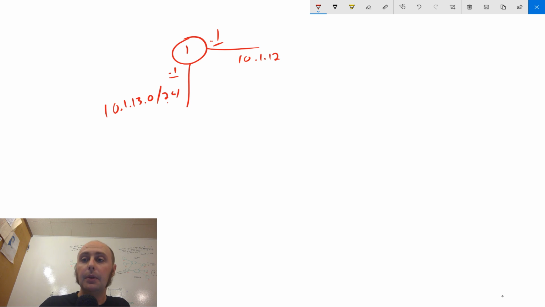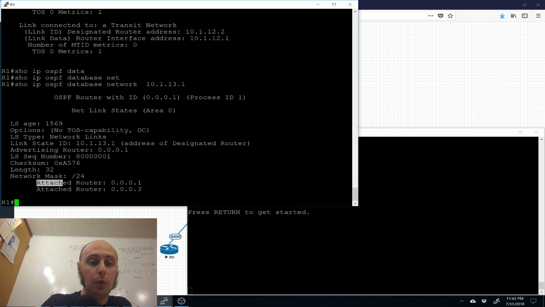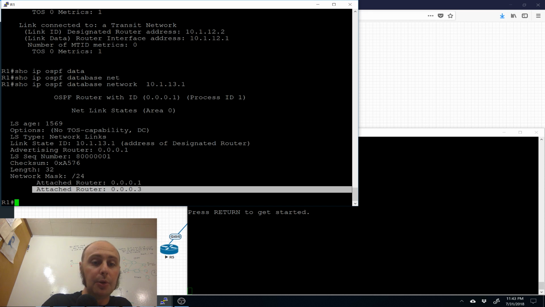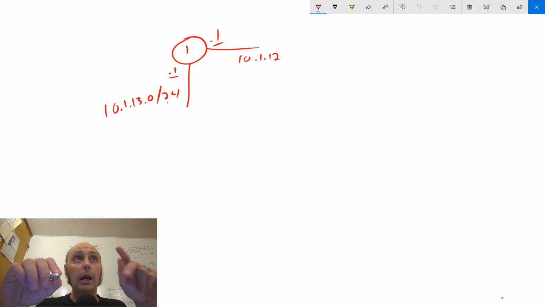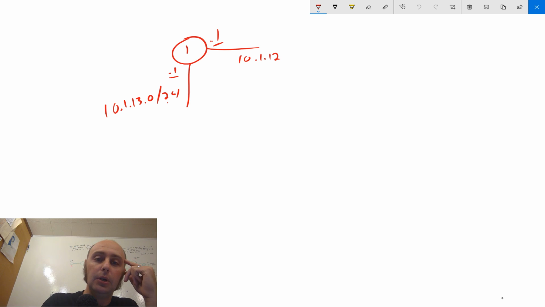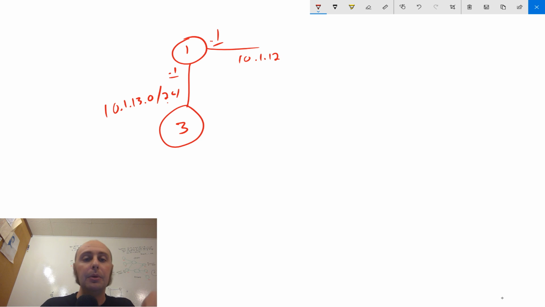10.1.13.0/24. And there are only 2 routers on this segment, which is router 1 and router 3. Now, we don't know anything about router 3 yet. We just know that there is a router 3 out there. But we do know that there are only 2 routers running OSPF on this segment. So I'm going to pencil in a router 3, draw him there. But we don't know anything about router 3 at the moment.